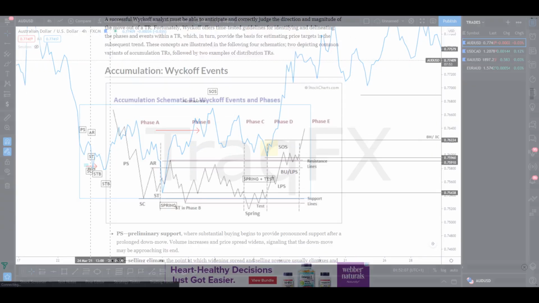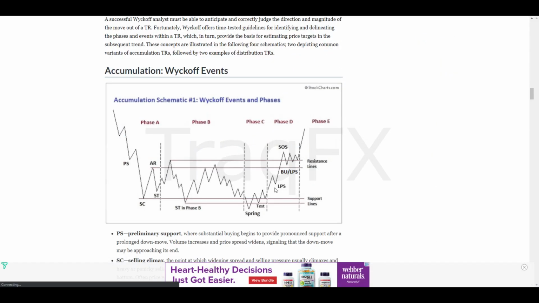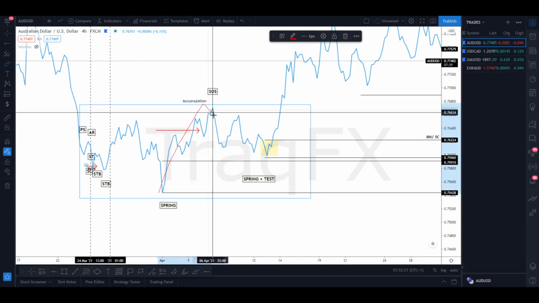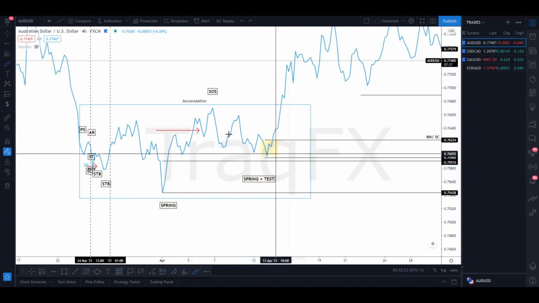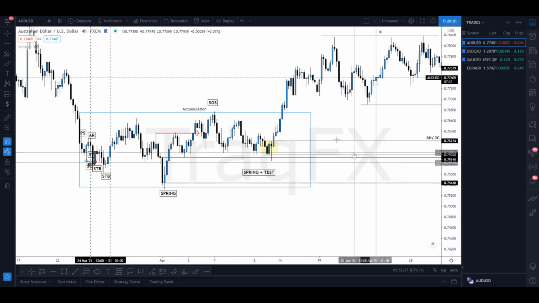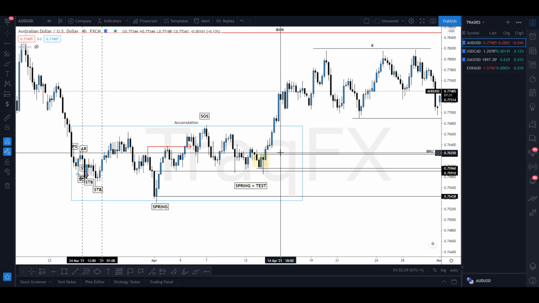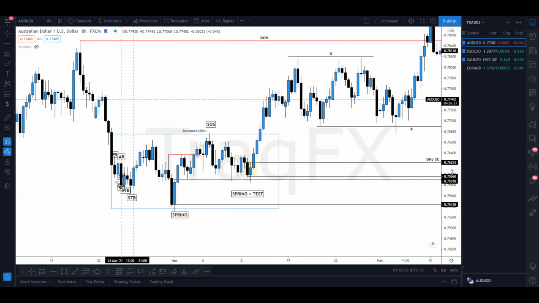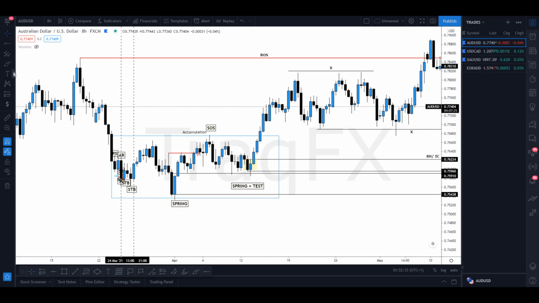Now, LPS. It says that this is the last point of support where the market makes that last pullback and then goes up. Now, what this Wyckoff does not tell you is that the market makes a push back down into the LPS. In this case, right here, we can see that the market pushed up, created that last pullback, and then pushed up again. What we want to look for is that last area of demand. So in this case, sorry, not supply, demand. We want to be focusing on that last area of demand before the major impulsive move up.